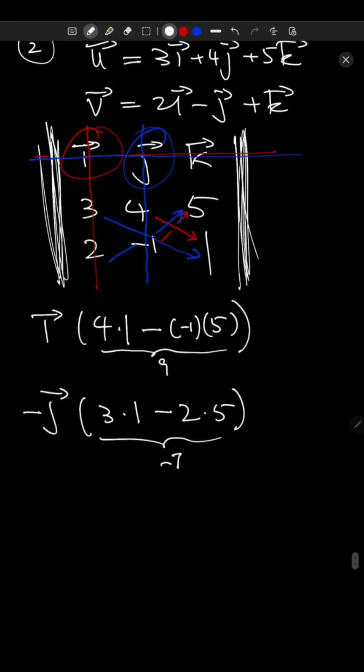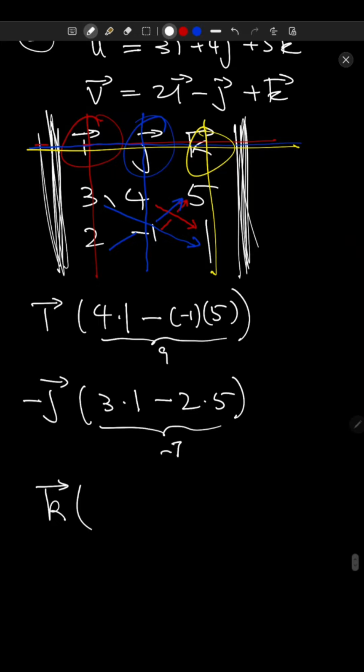Lastly, we cross out the first row and then the last column, so we're left with the k. We've crossed out the k, so k. And then the non-crossed out terms are the 3, 4, 2, and 1. So we multiply the 3 to the minus 1, and the 2 to the 4, and we subtract. So this is going to be 3 times minus 1 minus 2 times 4.